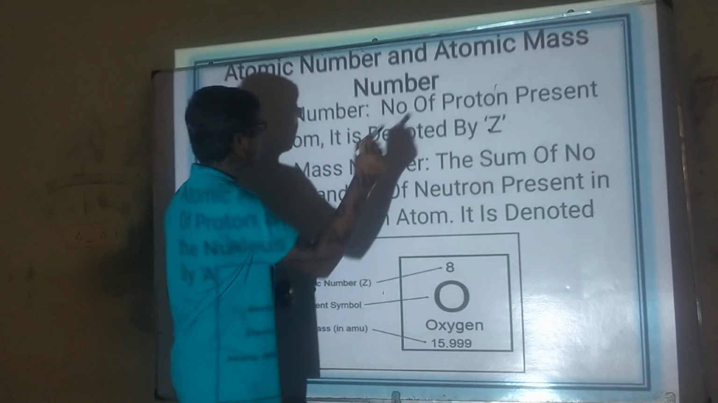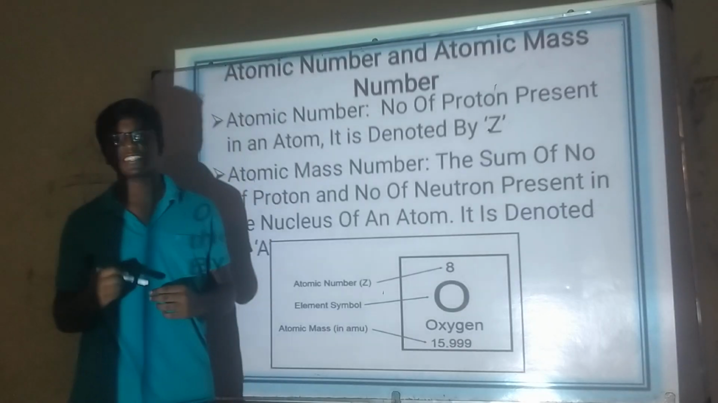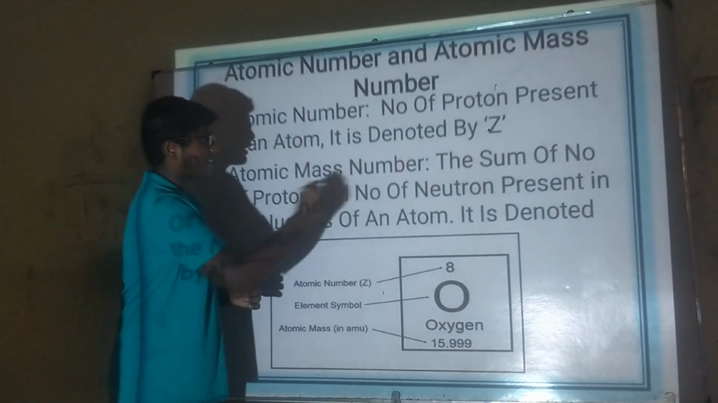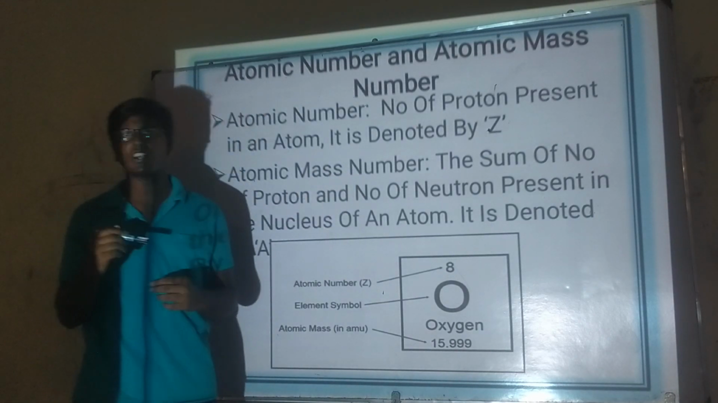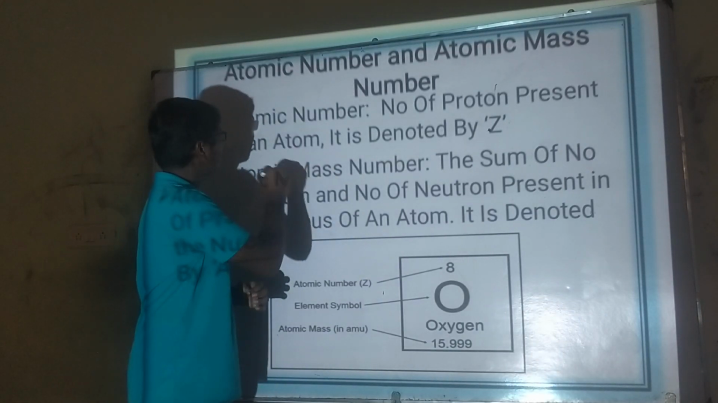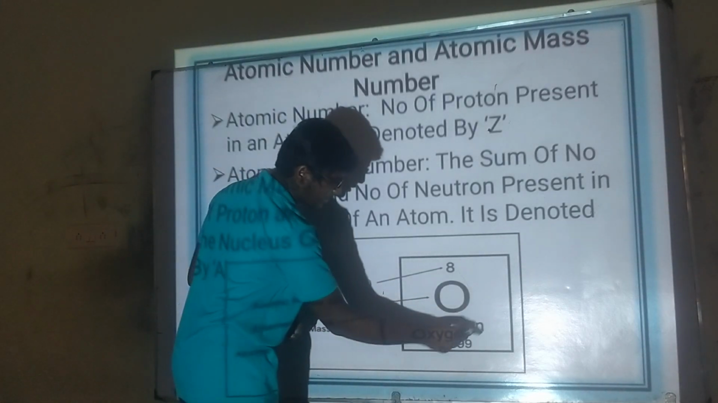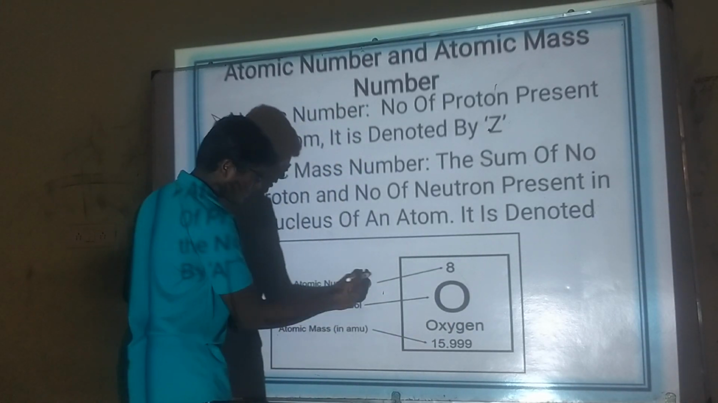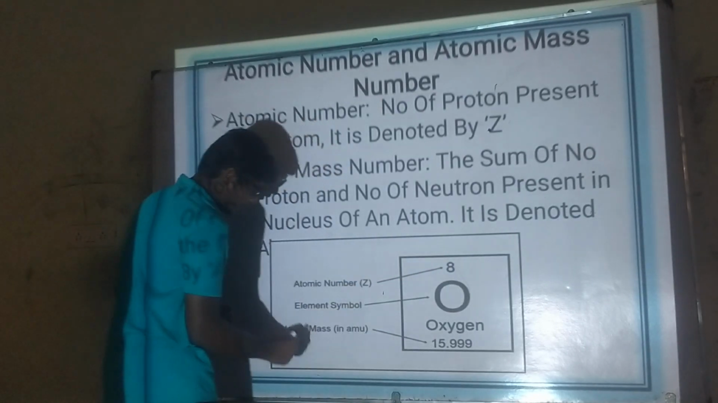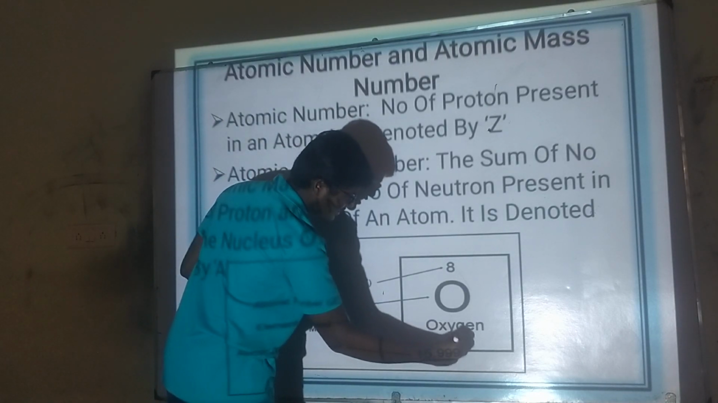Atomic number and atomic mass number. Atomic number. The number of protons present in an atom is known as atomic number. It is represented by Z. Atomic mass number. The sum of number of protons and neutrons present in an atom is known as atomic mass. It is denoted by A. Here we can see the atomic mass of oxygen, where the atomic number is represented by Z and it is 8. The symbol of element is O. The atomic mass in AMU is 15.99, which is approximately equal to 16 AMU.